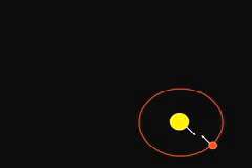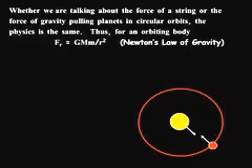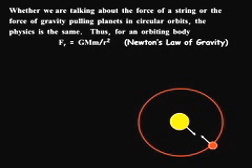So let's say we have a planet and a star, such as the Earth and the Sun. Whether we're talking about the force of a string or the force of gravity pulling planets in circular orbits, the physics is the same. Thus, for the orbiting body, the gravitational force is a radial, or centripetal, force. So Newton's law of gravity can be used to describe a centripetal force. Therefore, the centripetal force follows Newton's second law, mv squared over r.